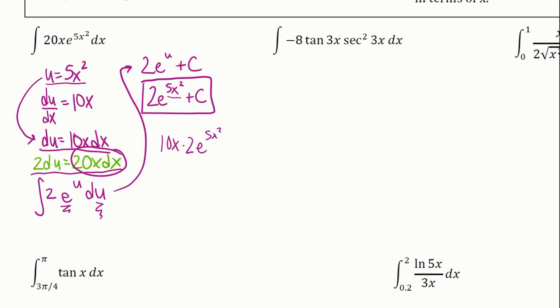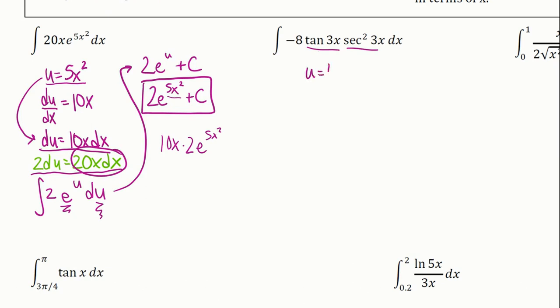Let's go through a second one. I've got negative 8 tangent of 3x secant squared of 3x dx. So again, I'm looking for a u whose derivative is being multiplied. I have a tangent, I have a secant squared, so I can think about that function as either just secant, or I can think about it as secant squared. So I've got a few different choices here. But right off the bat, I'm thinking, what's the derivative of tangent? The derivative of tangent is secant squared.